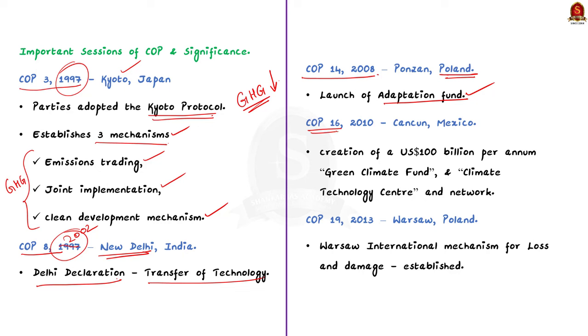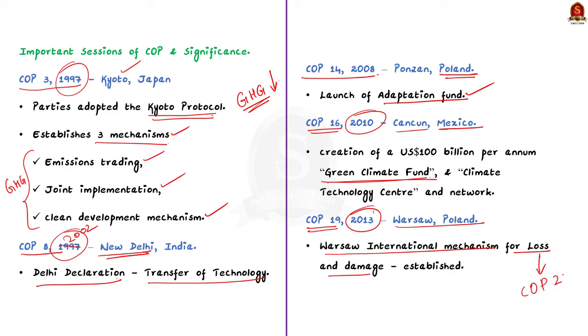Then Conference of Parties 16, which was held in Cancun in Mexico in 2010. In this summit, the Green Climate Fund was created. Conference of Parties 19, which happened in Warsaw in Poland in 2013. In this conference, the Warsaw International Mechanism for Loss and Damage was decided. Know that this Loss and Damage Fund was finally established in COP27, which was held in Egypt.